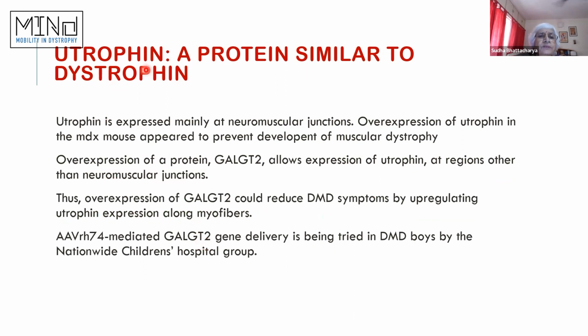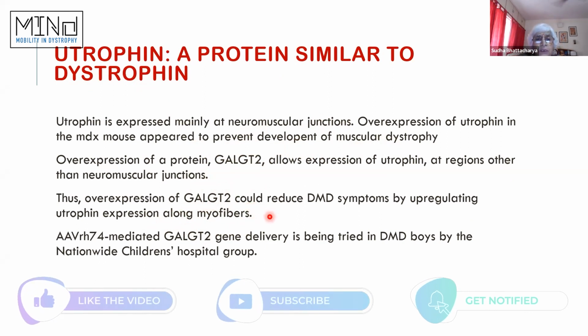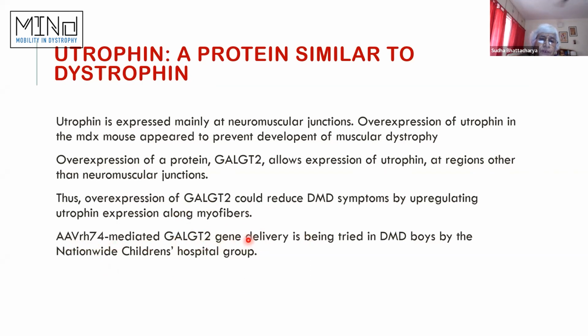Another molecule is utrophin, which is similar to dystrophin. But utrophin is not made in all the muscle cells. It is made in the neuromuscular junction. By research, they have found out that there is a protein called GALGT2, whatever, don't bother about the name. This protein helps the utrophin to express in the myofiber itself. So if this protein is there, then utrophin can be expressed in the muscle cell. Now it is being tried that through an AAV vector, this GALGT2 gene is delivered, which will be expressed in the DMD boys, and then it might promote utrophin expression, and that could overcome the defect of DMD. This is being tried.